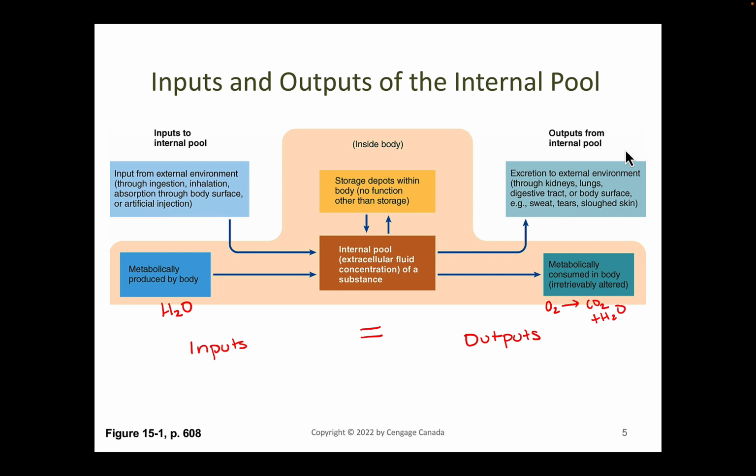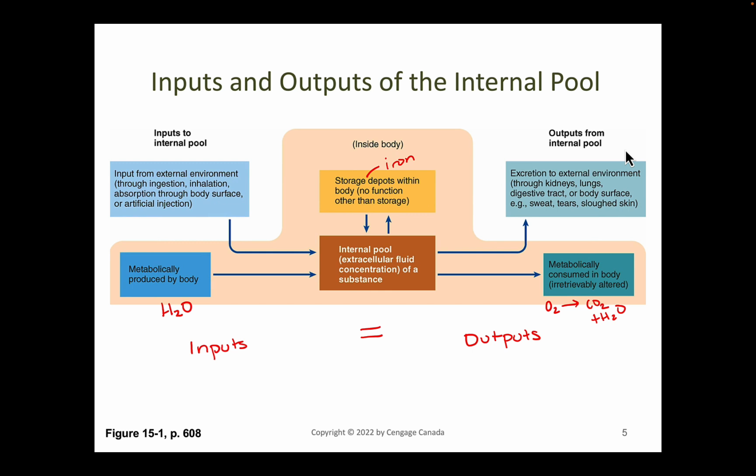Now there's one more layer to add here, and that is storage in the body. So we do have stores of some things like, for example, iron, so that if your inputs don't match your outputs, you can take some iron from your stores to maintain that internal pool.